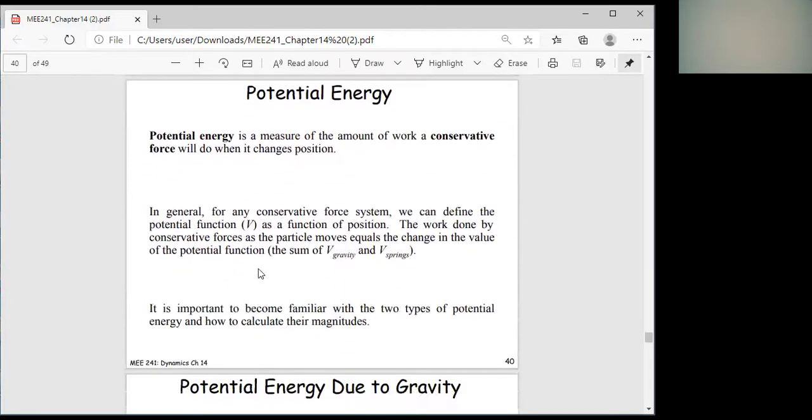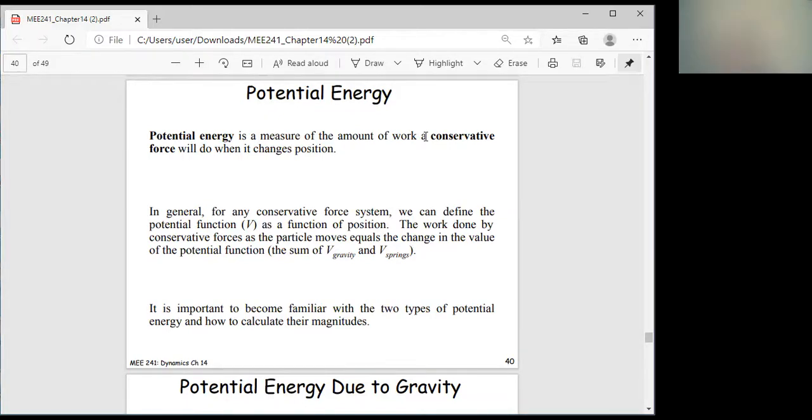We're going to have many examples on that, and I think you guys will be able to clearly understand that. So, by definition, what is the potential energy? It's a measure of the amount of work a conservative force will do when it changes position, right? And that could be based on whatever reference that you want to give. You can choose the reference basically, and then you're going to increase the potential energy.